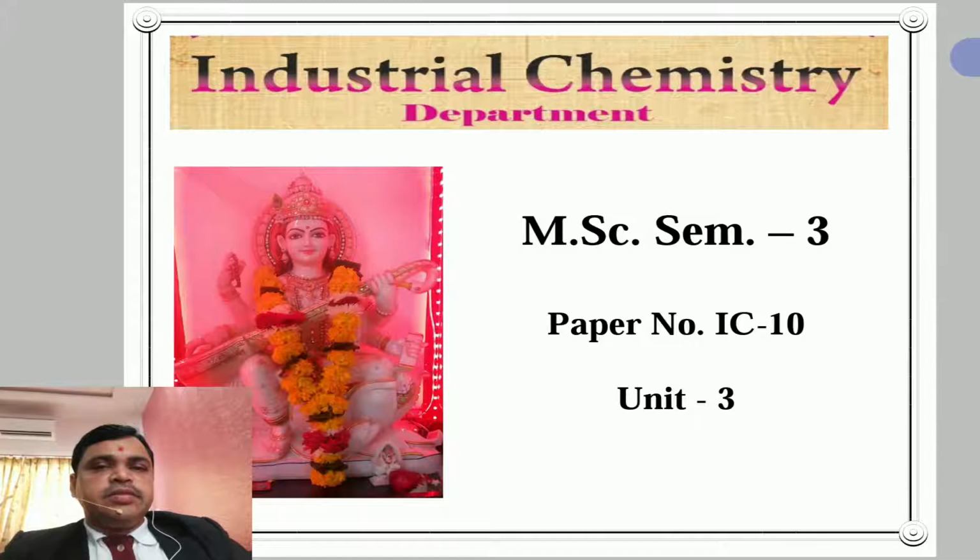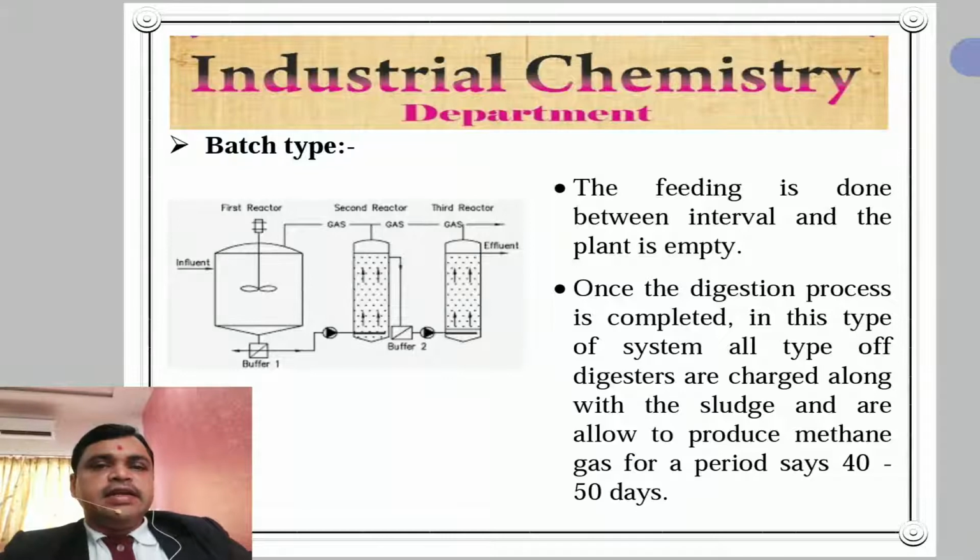Welcome to lecture number 14, paper IC-10, unit number 3. In the previous lecture, we started biogas plants for use of biomass. Now, in this lecture, we continue with the second plant. The second type of biogas plant is the batch type biogas plant. First we saw the continuous type, and in that lecture we classified continuous into two types, single digester and double digester.